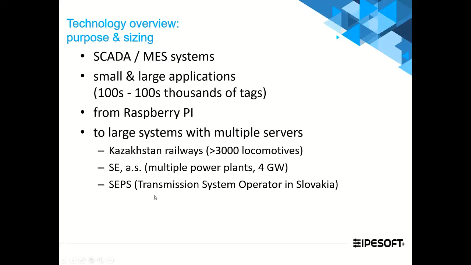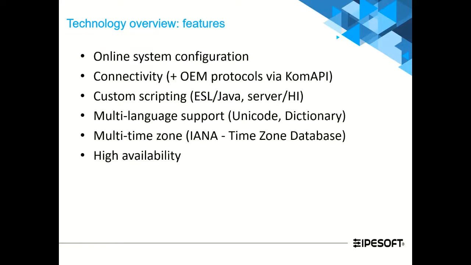D2000 is used in important systems in the electric power industry. Our SCADA controls power plant production for a major producer in Slovakia with over 4 gigawatts of installed electric power. We also built a MES system for a transmission system operator in Slovakia, which handles the data of the whole electric grid in Slovakia. So as you can see, D2000 can handle both small and large applications.